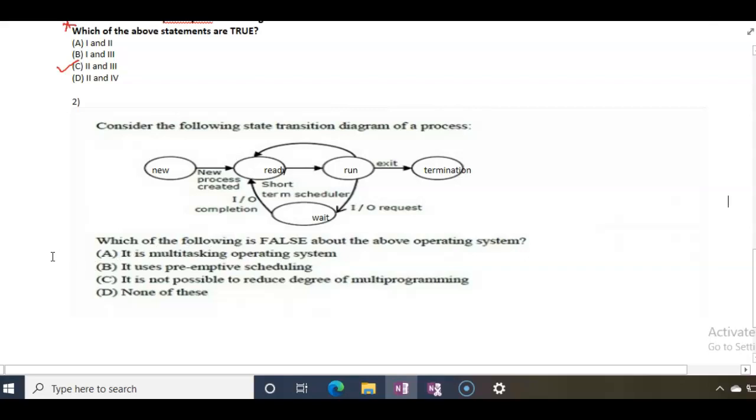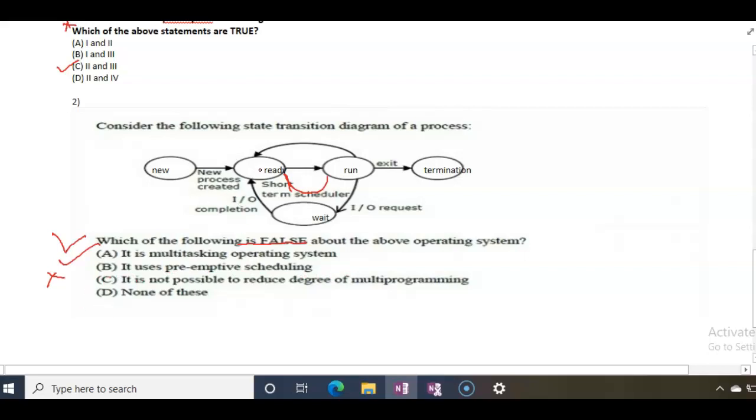The first statement is, it is a multi-programming, multitasking operating system. So at the same time multiple tasks are being done. So I think this statement is correct. It is asking for the false statement, but this first statement is actually correct. And it uses preemptive scheduling. No, because there is no transaction from running to ready state, so it is not using preemptive scheduling. So this is wrong, and it is not possible to reduce the degree of multi-programming.